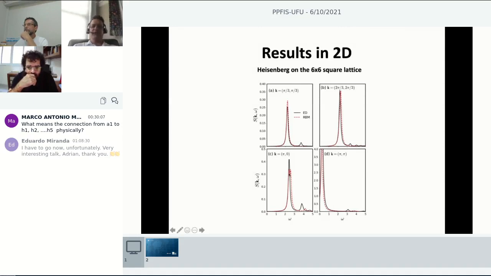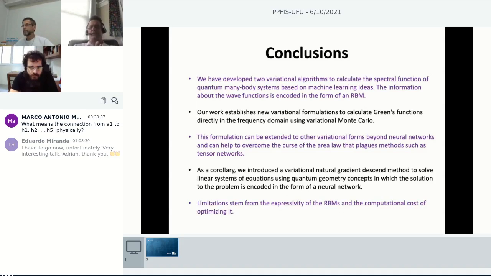So finally, to wrap up, let me conclude. We developed two new variational algorithms to calculate spectral functions of quantum many-body systems based on machine learning ideas, and the information about the wave functions is encoded in a machine. Basically, we're establishing two new formats to calculate Green's functions directly in the frequency domain using variational Monte Carlo. This can be extended to other variational forms, not only RBMs. We can use the same tricks with convolutional neural networks or any variational wave function that you want.